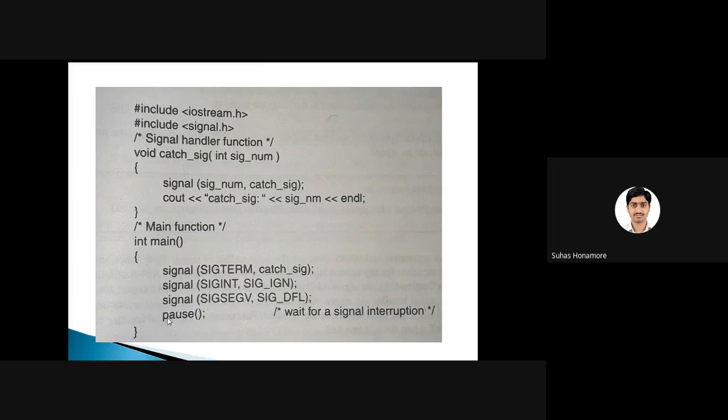Here we have given pause, which means this process is stopping and waiting for a signal interrupt. Once stopped, until any one signal comes, this process will be running in the background, that is, it's paused only. So whenever it receives one of the signals among these three, it will perform the task, whether it is ignore, default action, or whatever signal handler we wrote.